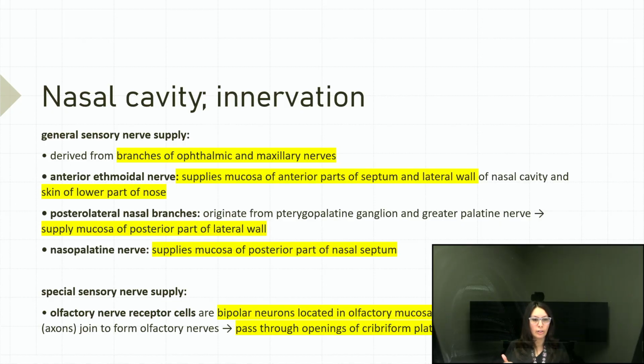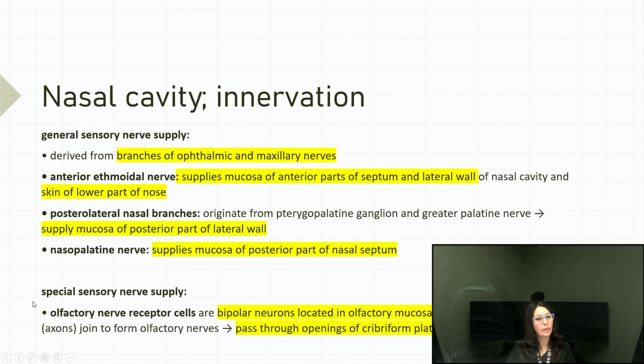You also have anterior ethmoidal nerves, posterior lateral nasal branches, supplying the mucosa of the posterior part of the lateral wall, and nasopalatine nerves, which are supplying the mucosa of the posterior part of the nasal septum.